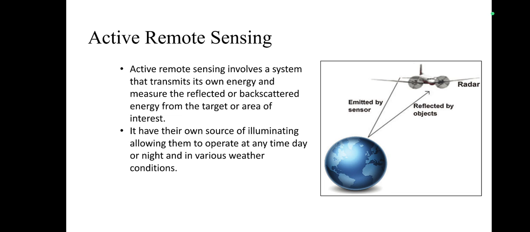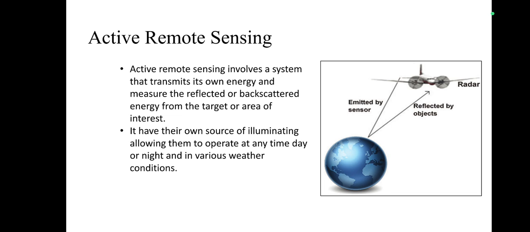Active remote sensing involves a system that transmits its own energy and measures the reflected or backscattered energy from the target or area of interest. It has its own source of illumination, allowing it to operate at any time, day or night, and in various weather conditions. Now, active remote sensing is different from passive remote sensing. It is an easy method of sensing an object.